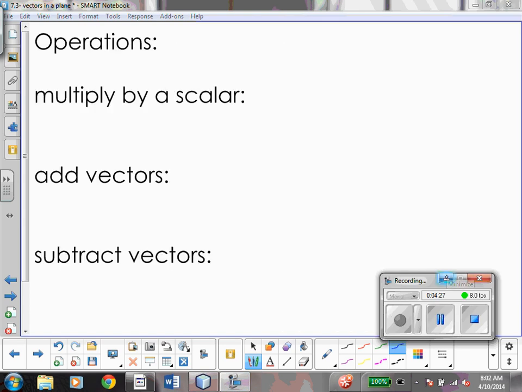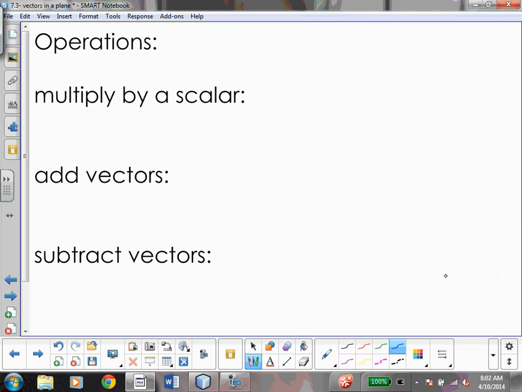You can also perform several operations with vectors. Any vector can be multiplied by a scalar. A scalar is just similar to like the leading coefficient. So in this case, 3 would be our scalar. All we have to do is multiply both numbers by 3. So it would be 3, 6 when I multiply the scalar.